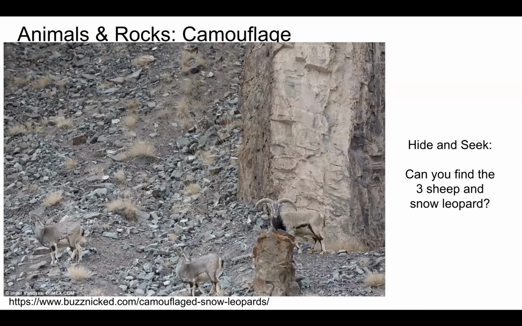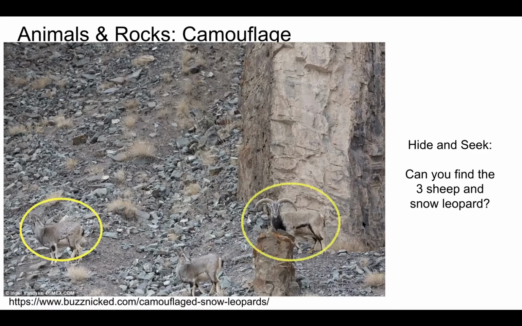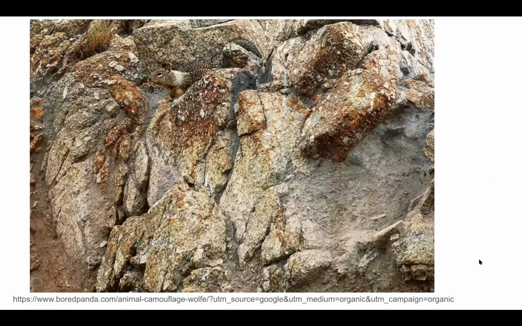So look at this picture here. Can you guys find the 3 sheep and a snow leopard? So the 3 sheep are these animals that have horns on them, and then there's a snow leopard. It looks like a cat. So see if you can find those 4 animals hiding in this image. Now I'm going to go ahead and show them to you to help you guys out. There's 1, 2, 3. So those are our sheep. And then there's a snow leopard hiding, and there he is right there. It actually took me like 20 minutes to find him. He's well hidden.